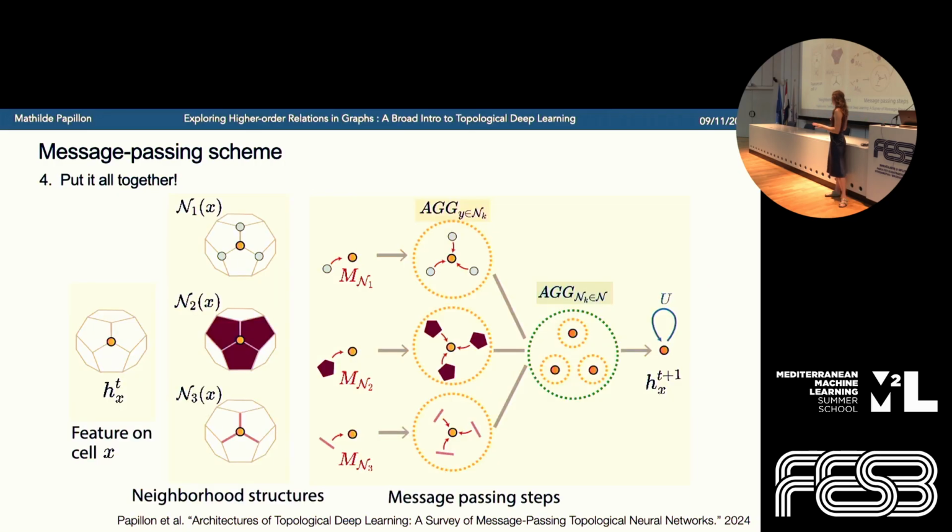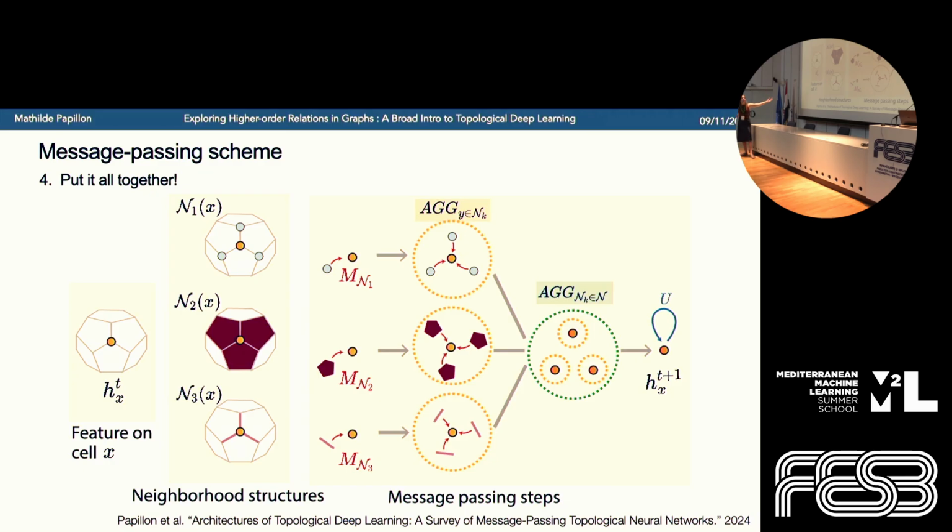Putting all of this together, let's imagine one layer of a topological neural network. You start with a node H, right? We want to know how to update the feature on that node H. The first thing you have to do is pick your neighborhoods. Your neighborhoods are the cells that you consider to be connected to this node. It is arbitrary. It can be anything you want. It is typically built from the boundary. So these are 3 examples of neighborhoods to that node.